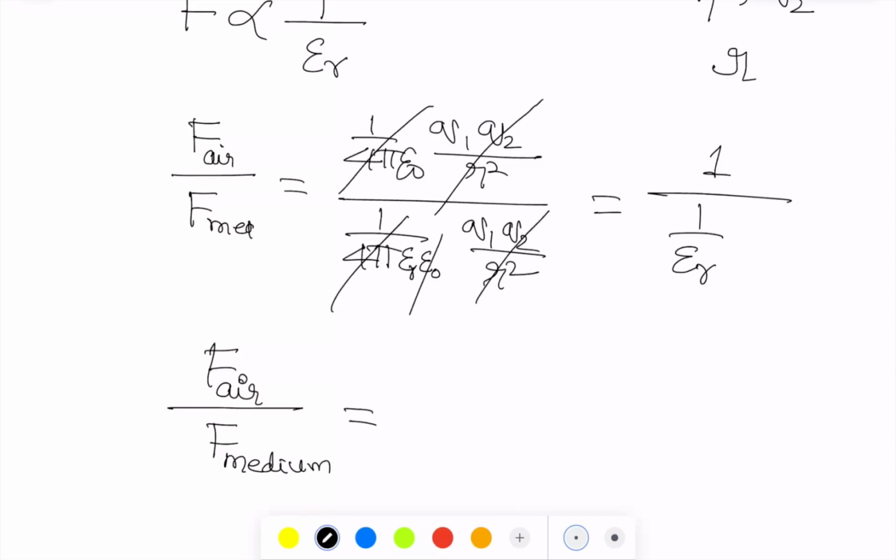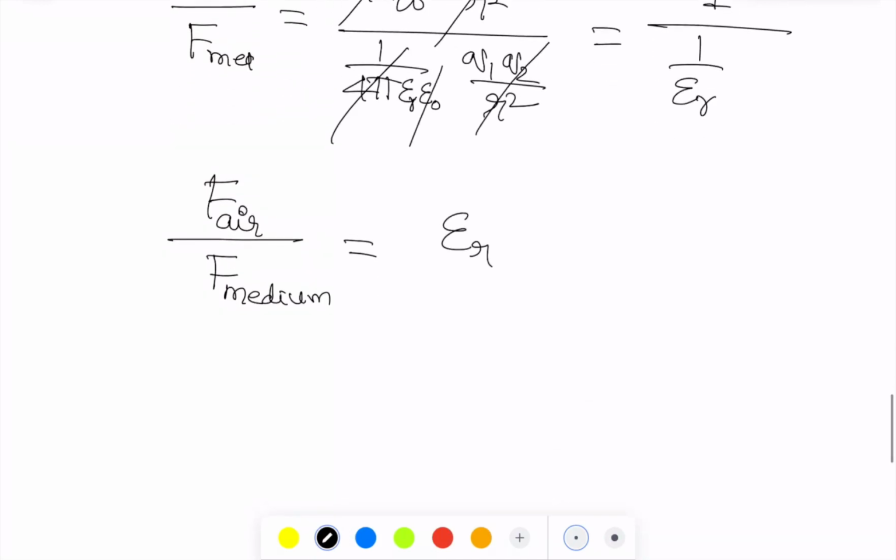What are the limitations of Coulomb's law? In which case can Coulomb's law not be applied? Coulomb's law can be applied only for point charges. The charges must be point charges.